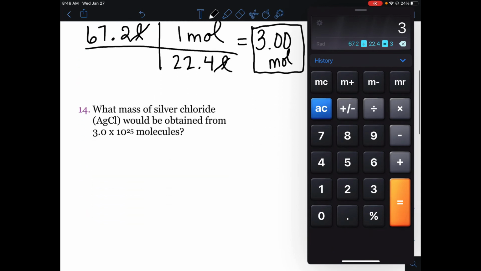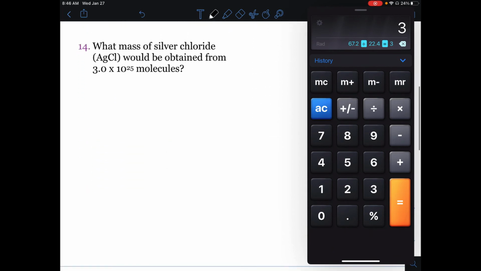Here's one more example. This one gets a little bit tricky. It says, what mass of silver chloride would be obtained from 3.0 times 10 to the 25th molecules? So I've got a couple steps here. First of all, I can see in my problem, it's mentioning mass. And if I think back to my flow chart, mass and molecules are on opposite sides of the flow chart. So you have to go through the mole.